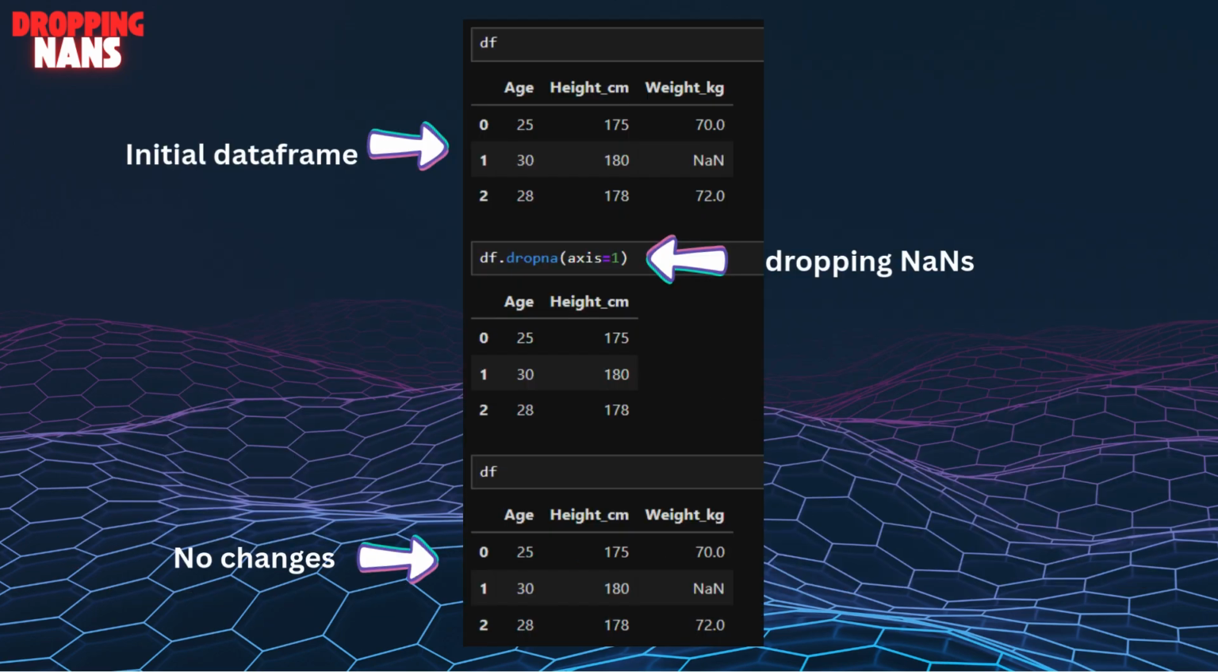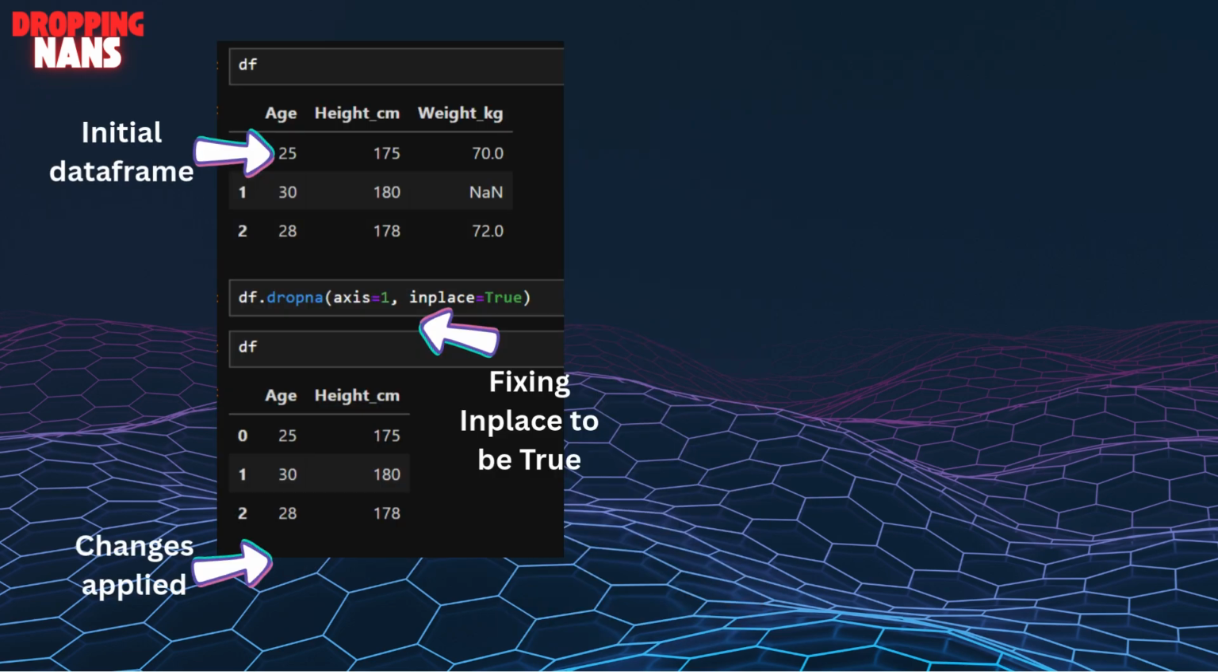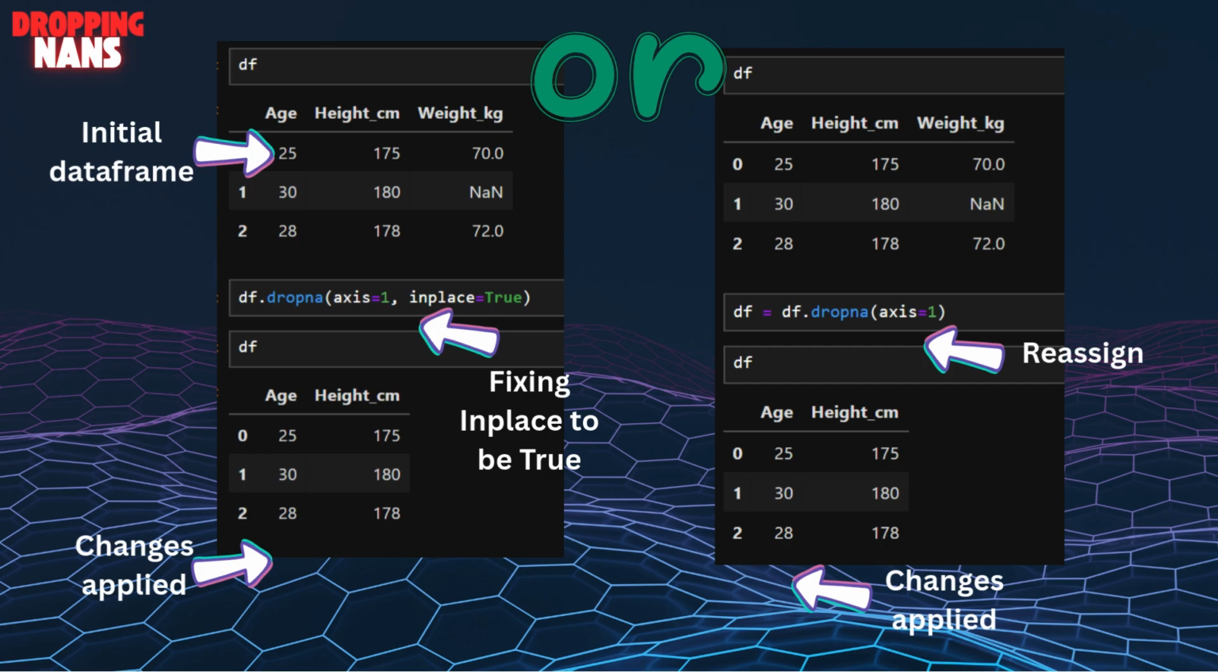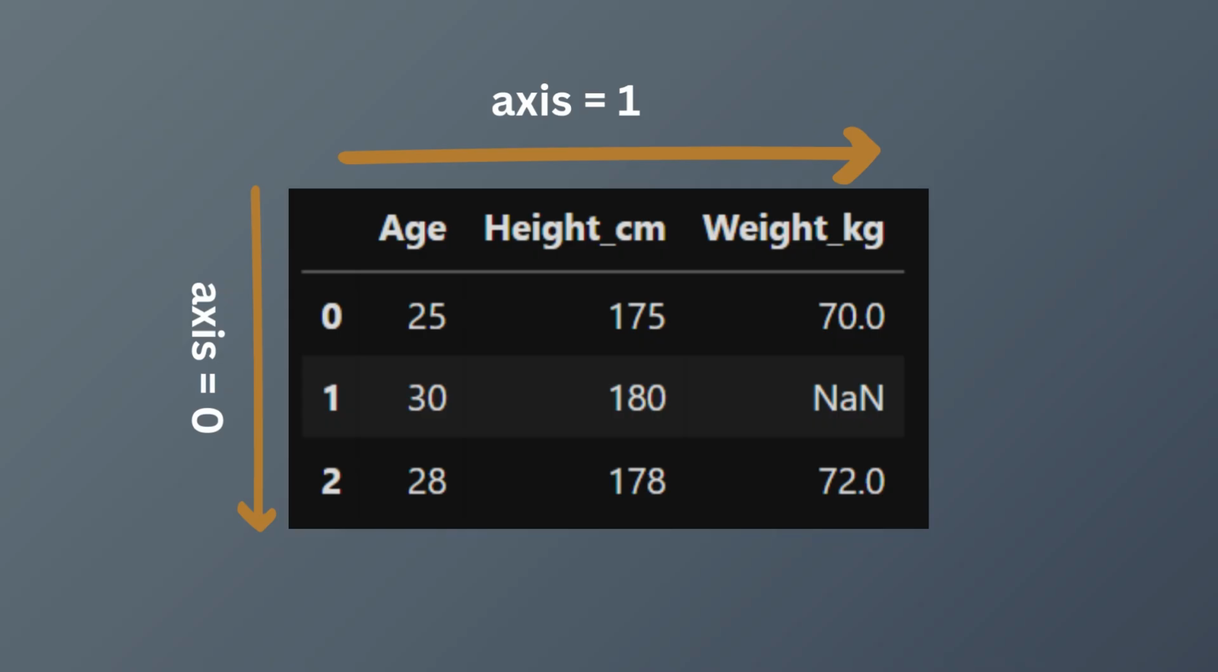Note that by default, the operations we presented earlier do not change your data frame. If you want to apply the change, either set inplace to be True or reassign to your data frame. Another quick tip to consider: when we fix the axis to be 0, we are working with rows. When we are fixing the axis to be 1, we are working with columns.